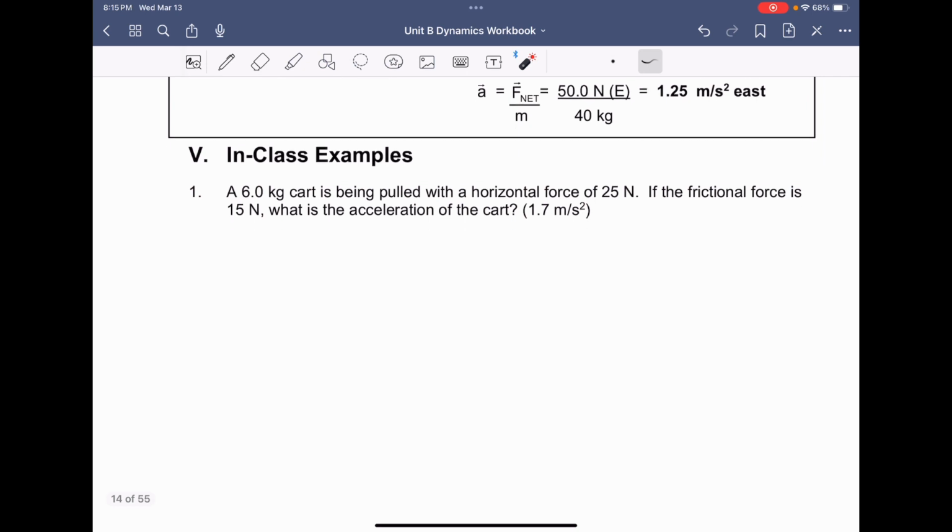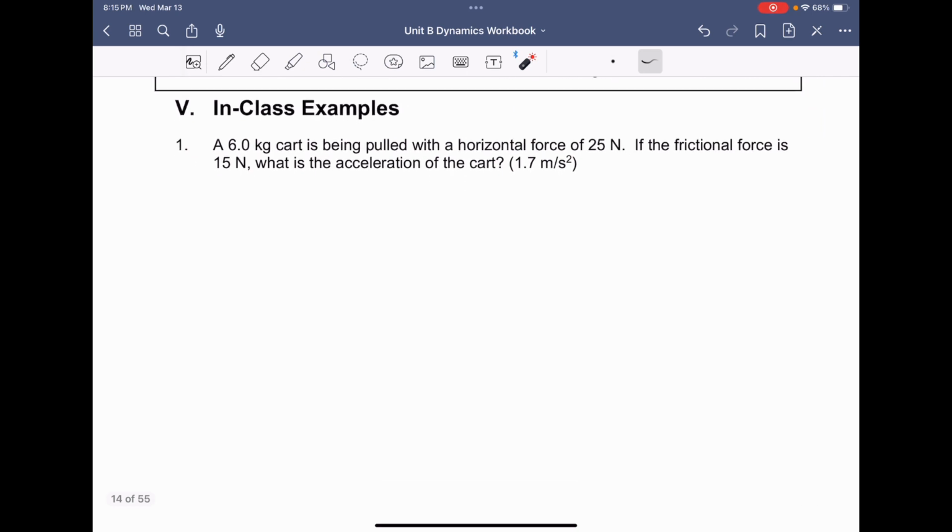All right, we're going to skip forward a couple pages here. We are going to go to our first example, or the first in-class example, which is the following. A 6 kilogram cart is being pulled by a horizontal force of 25 newtons. If the frictional force is 15 newtons, what is the acceleration on the cart?